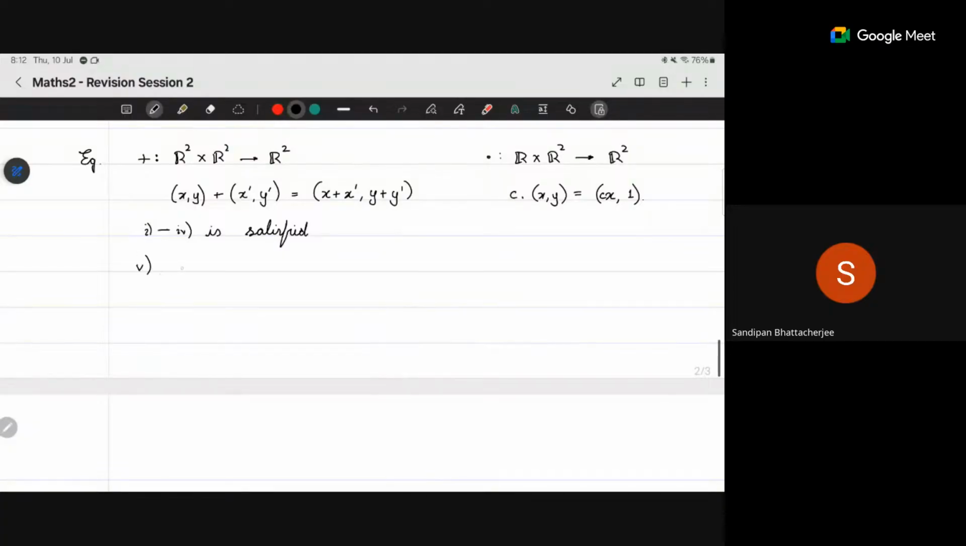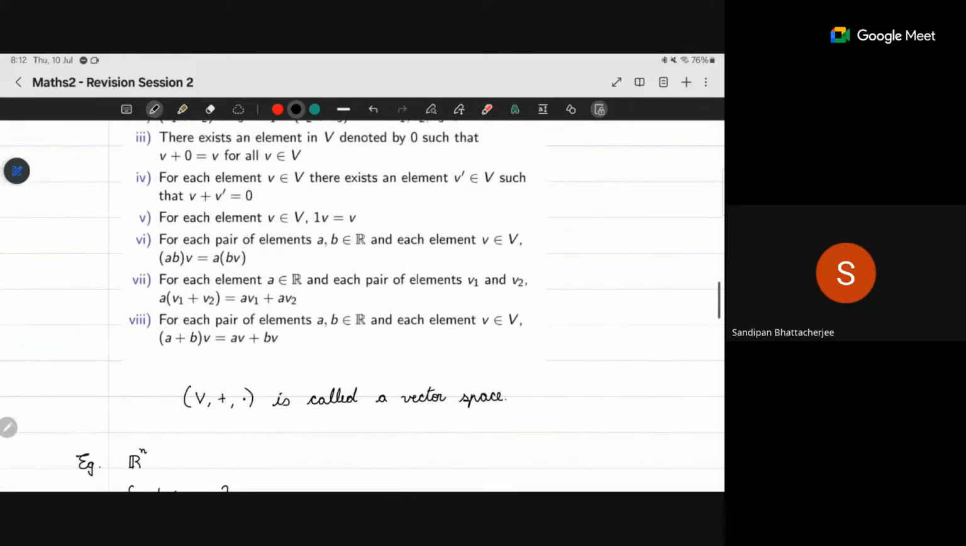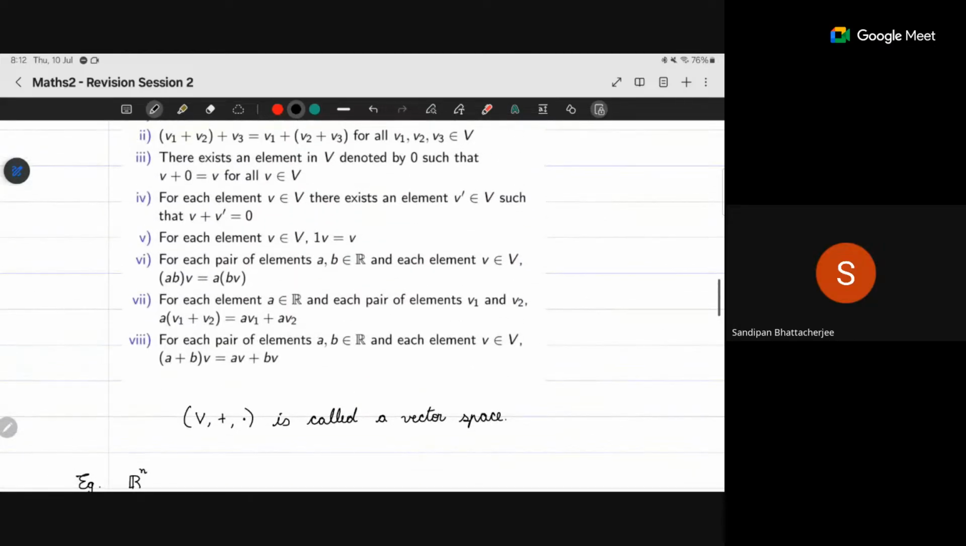So for 5, let us take a particular example. Let's take (1, 0) for that matter. What will I get as the answer to this? 1 times (1, 0) gives (1, 1), which is not equal to (1, 0). But what is required over here? For each element v, 1 dot v is equal to v has to be satisfied.